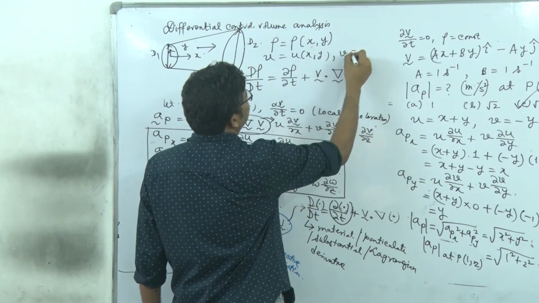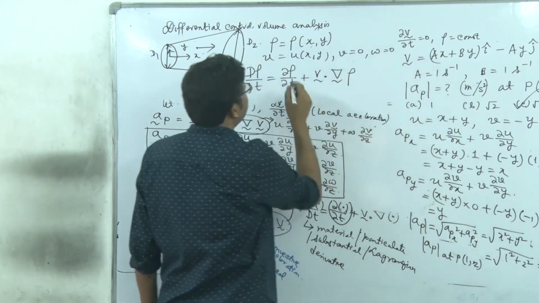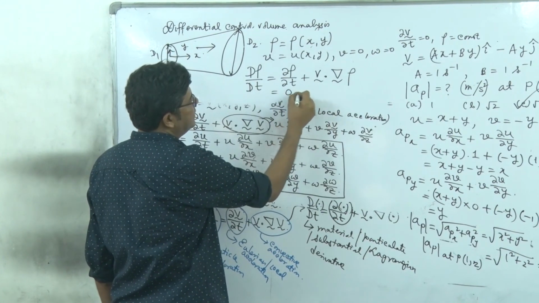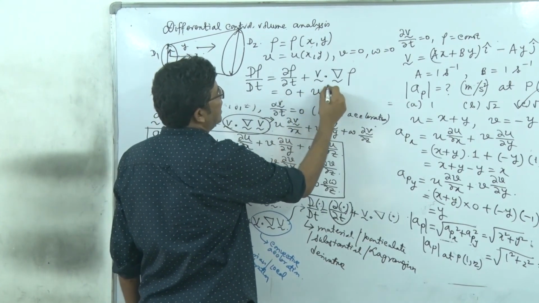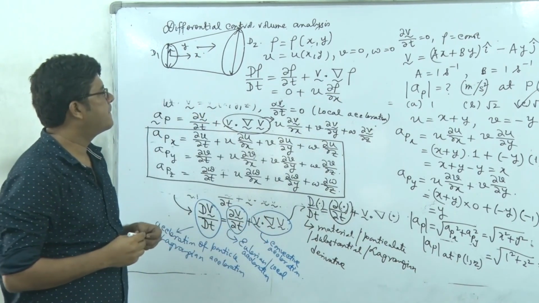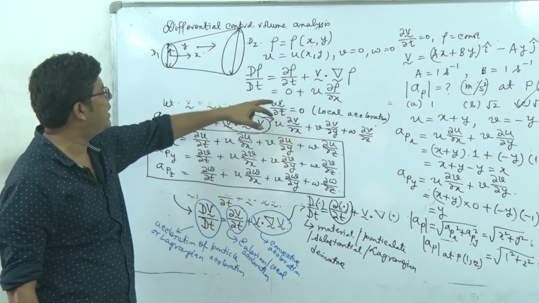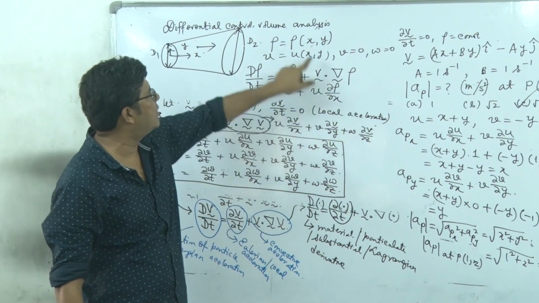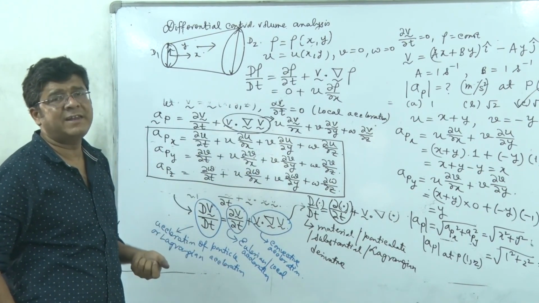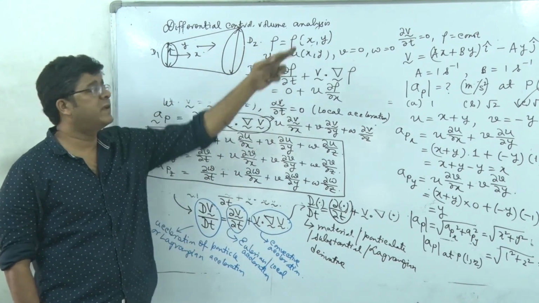And let's say v is equal to 0 and w equal to 0, say it's given, right? So as rho is a function of x and y only, the time derivative is 0. And here we will have u into del rho del x. So the particle's rate of change of density at any point will be equal to u into del rho del x for that specific case.